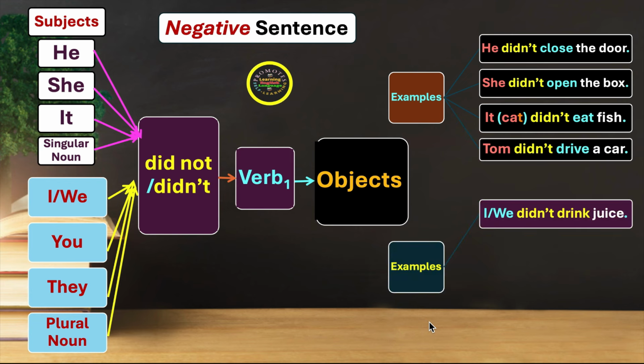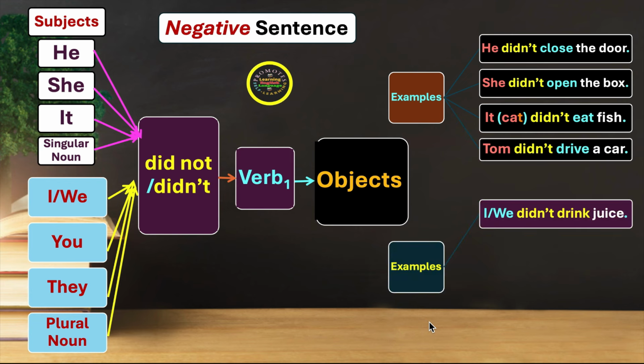Look at the examples. Did he drink juice? Did she go to college? Did it for cat eat fish? Did Tom drive a car? We have some more examples. Did I or we drink juice? Did you go to college? Did they eat fish? Did boys play games?